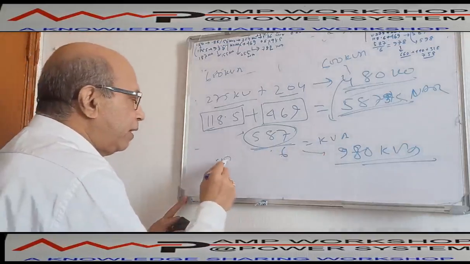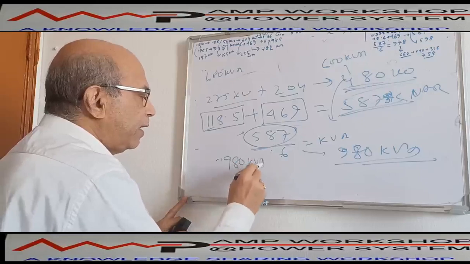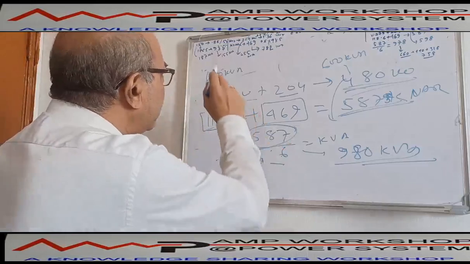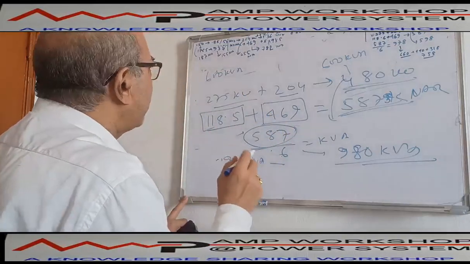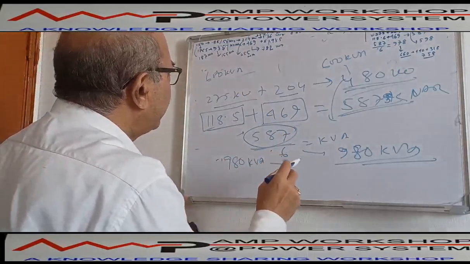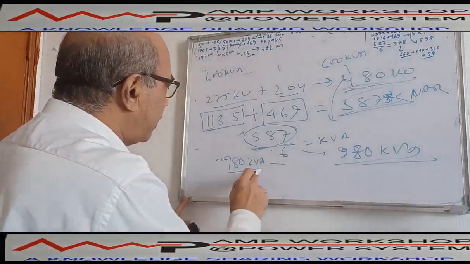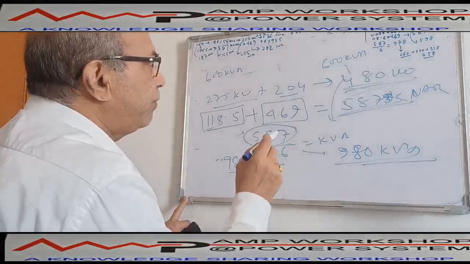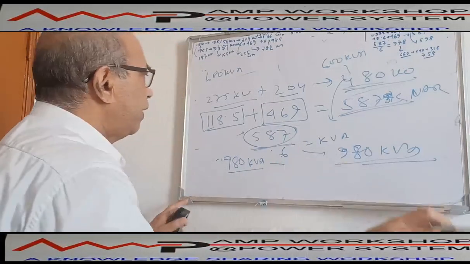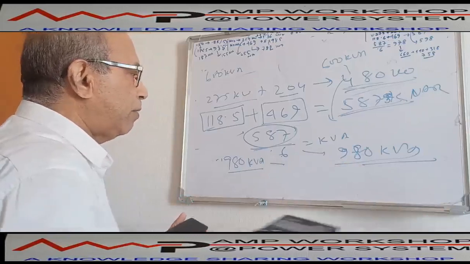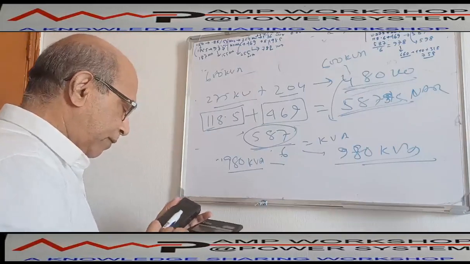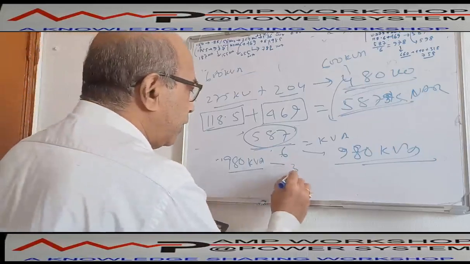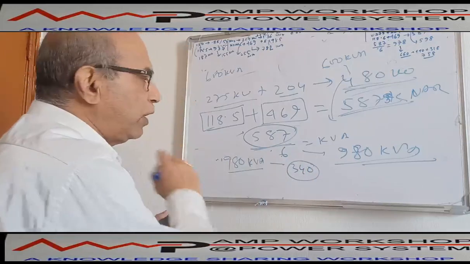Out of 980 kVA, what will happen? Of this total, how much is continuous load? Out of the 780 kVA, the continuous load was 275 kW. How much is that in kVA? 275 divided by 0.8, 343 kVA is going for the continuous load.